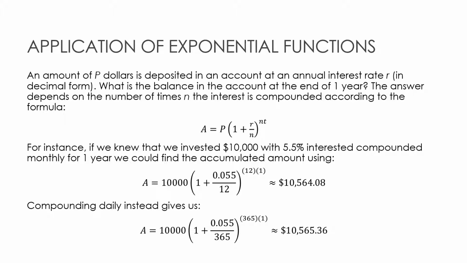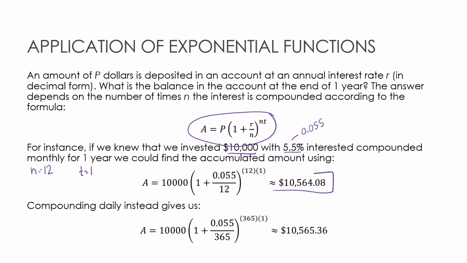So for instance, looking at my first example, I have a principal of $10,000, that's how much I'm investing, with 5.5% interest, which I would write as 0.055, compounded monthly, so that means 12 times per year, and then for t equals 1 year, because t is always in years. So essentially what I'm doing is taking this function, plugging stuff in, and then using my calculator, which doesn't take a rocket scientist, right?